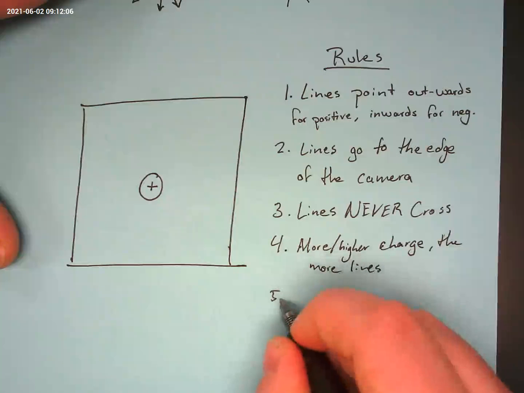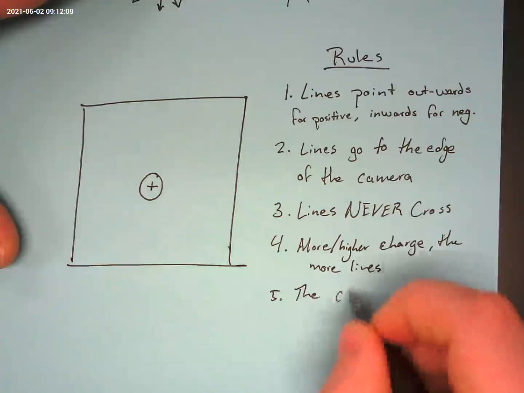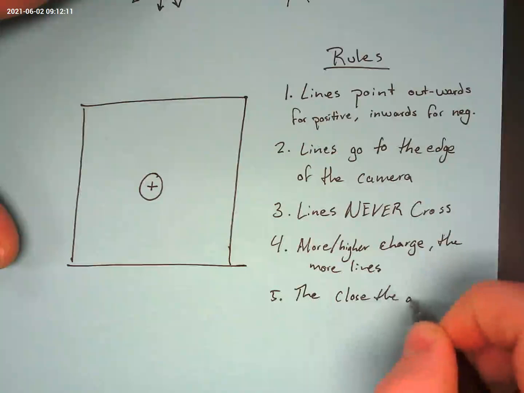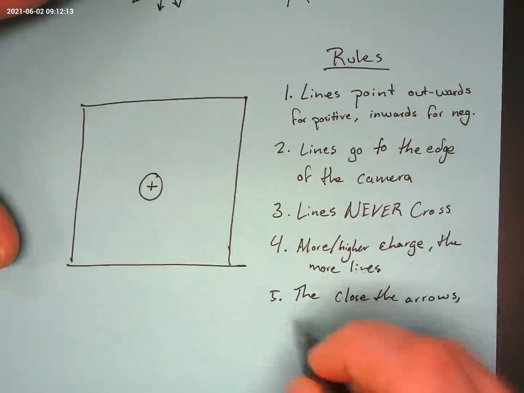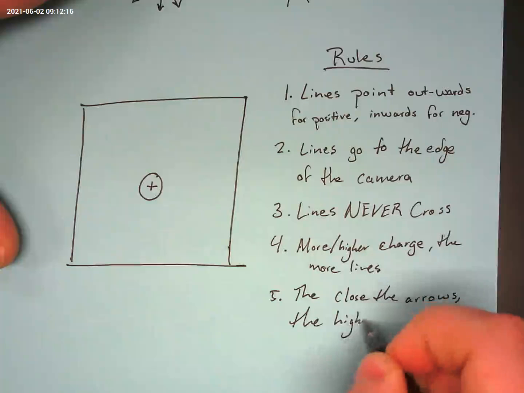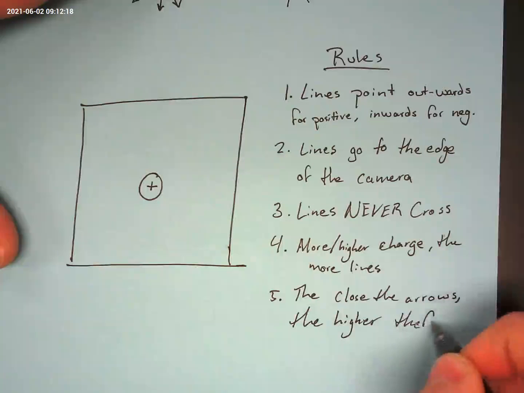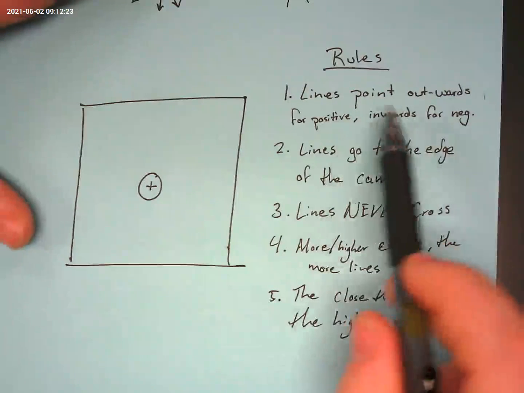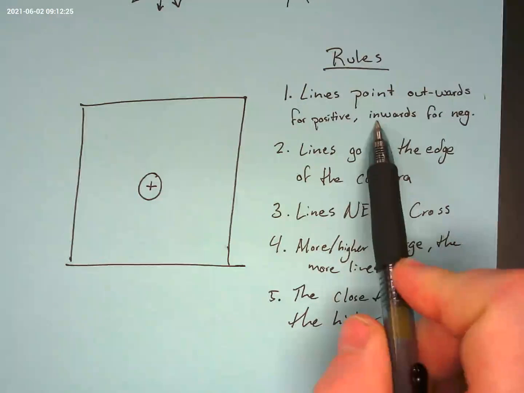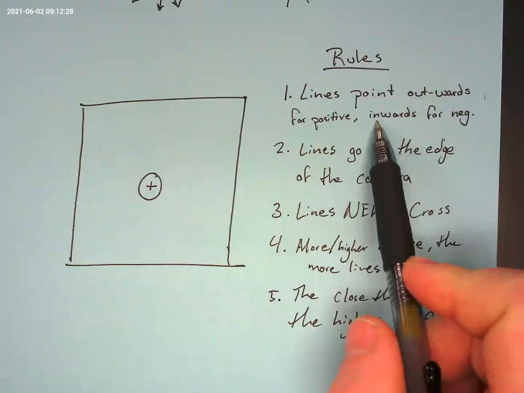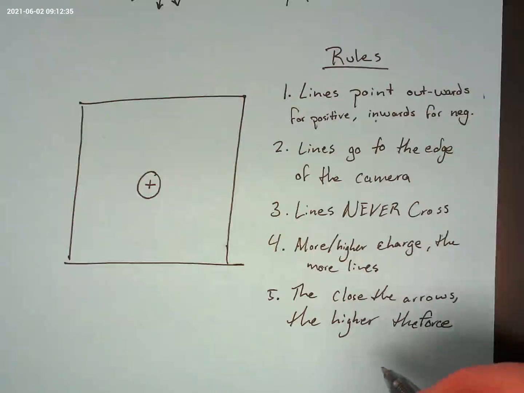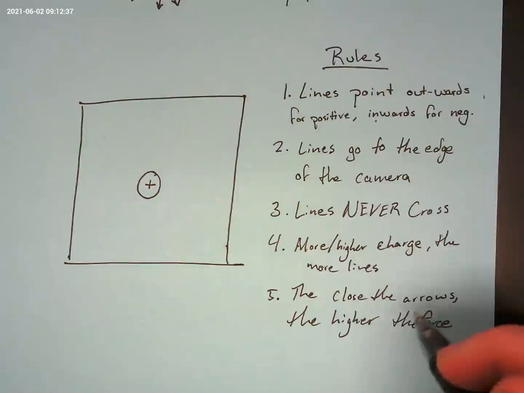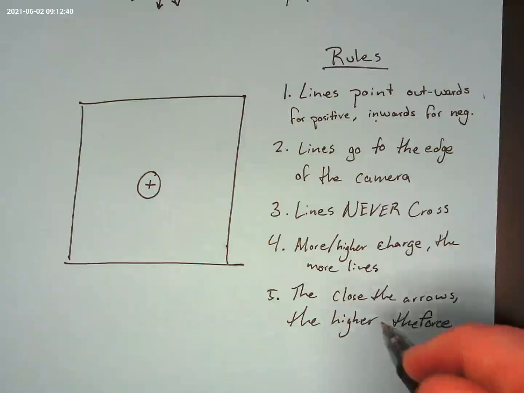Which also tacks on there: the closer the arrows, the higher the force. Now these are generic rules, and number one really is specifically just for electric field lines. We're going to tweak it a little bit to make it work for magnetism, but it's virtually the same thing. We have to understand magnetism is a little bit different in a particular way, and we'll get to why.